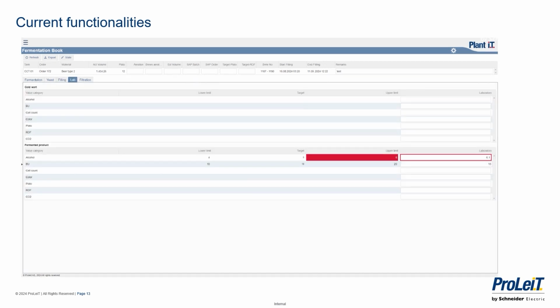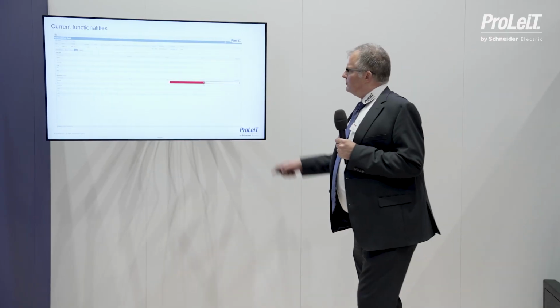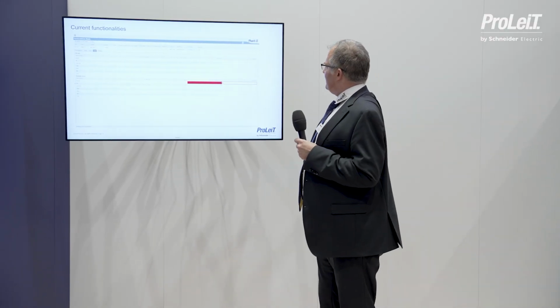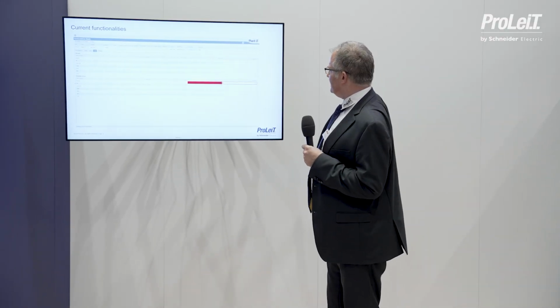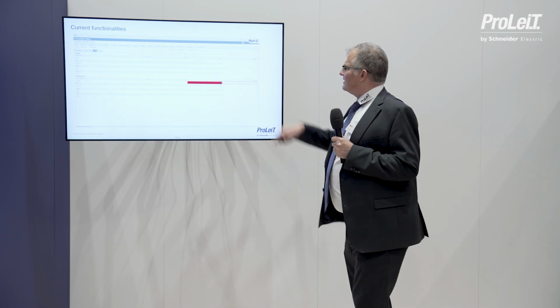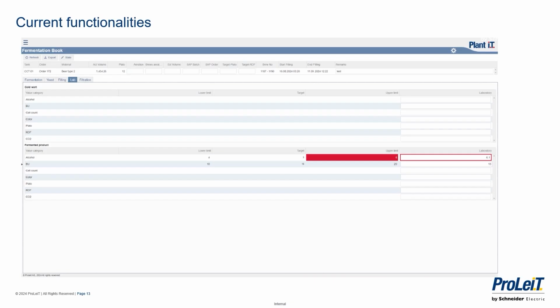And here for the lab data, you can parameterize which data is relevant, which should be measured by the laboratory, and means you can define which values should be entered, and you also can freely define if there are any upper or lower limits which should be displayed if we are running out of specs. And this can be absolute value, percentage value, or whatever you want to have in the system.